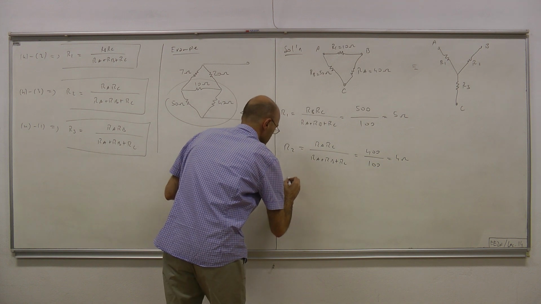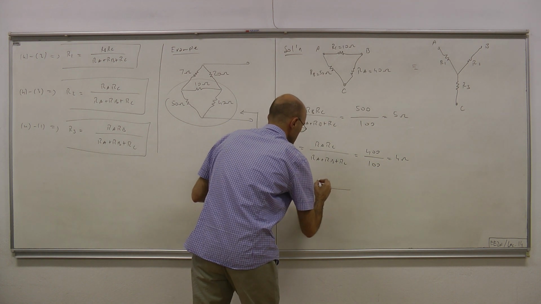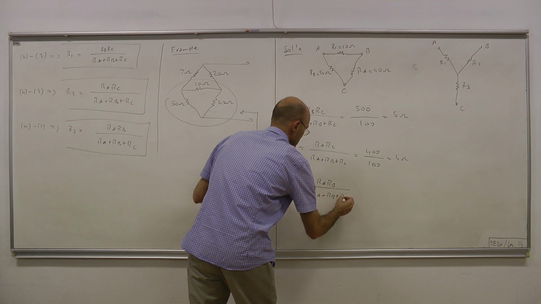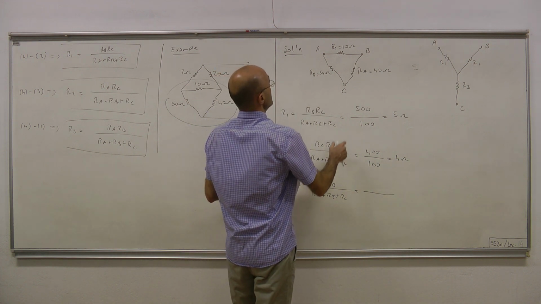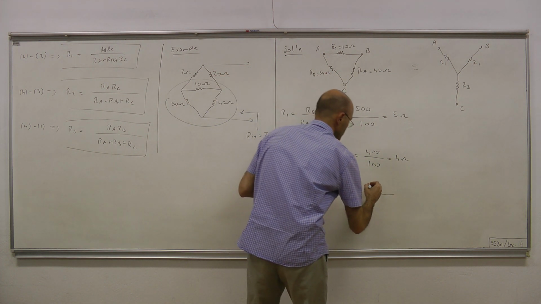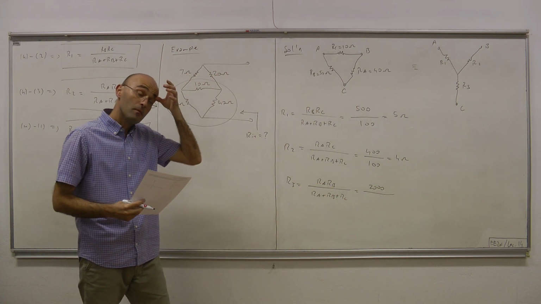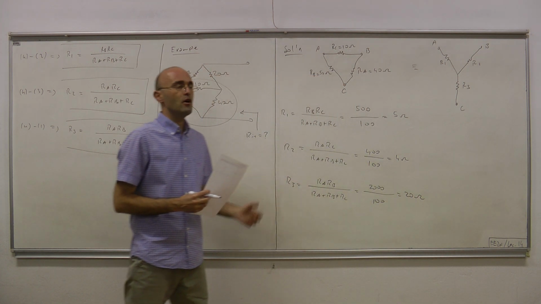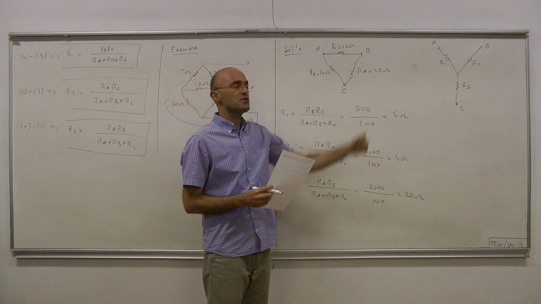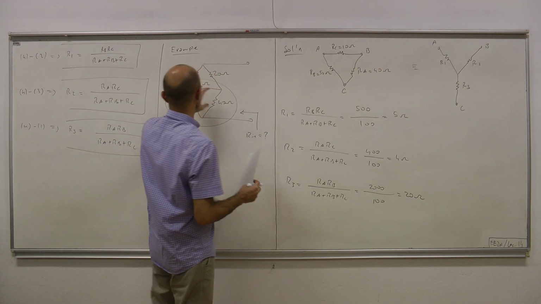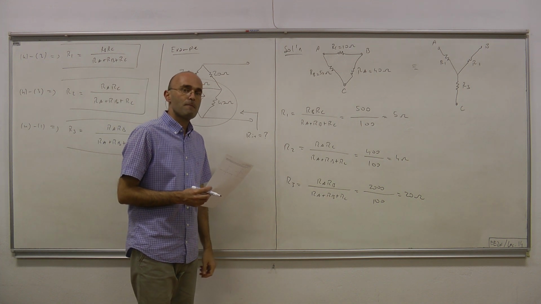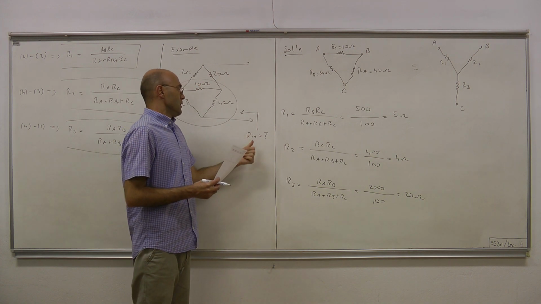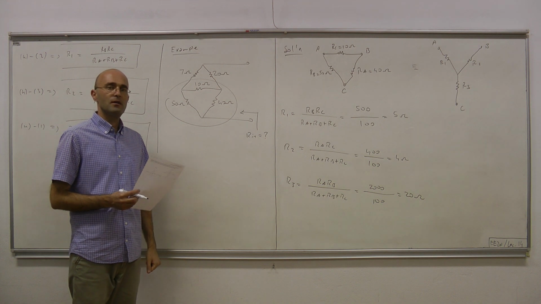And finally, R3 is RA times RB over RA plus RB plus RC. RA times RB is 50 times 40, that makes 2000. Over 100 gives us 20 ohms. Now we know all the resistances in the Y connection. Hence we can take this out and plug in the Y-connected sub-circuit, and then using the new connection we must be able to easily compute the input resistance.